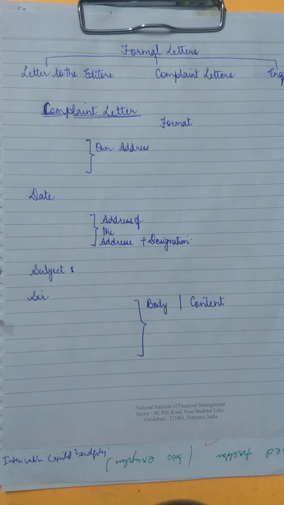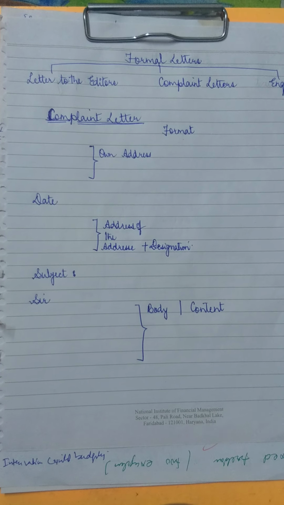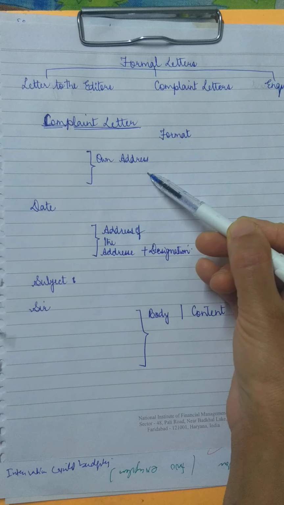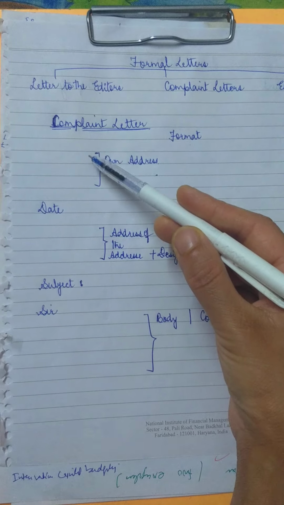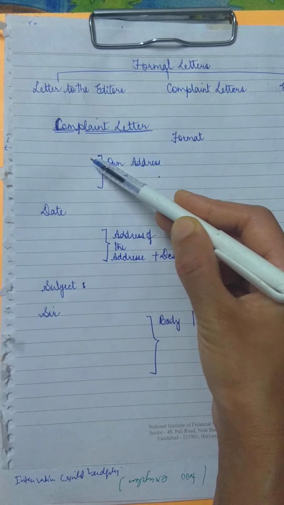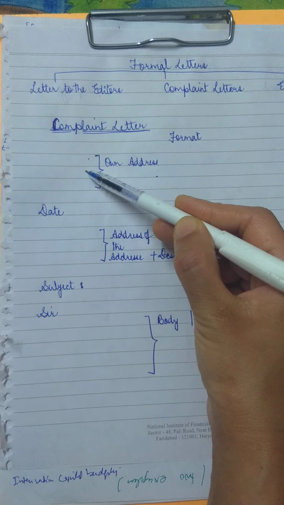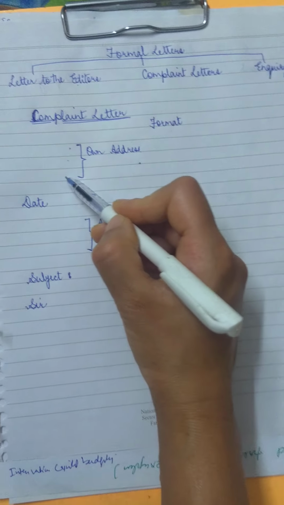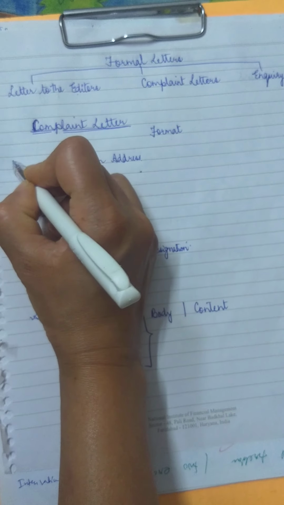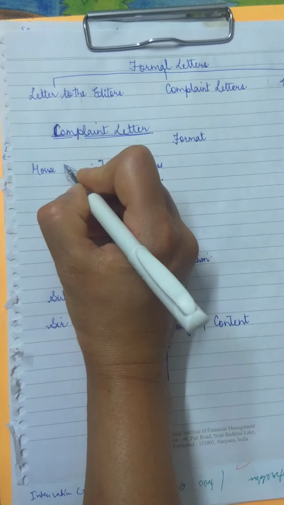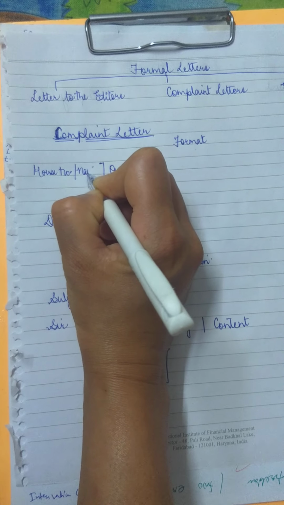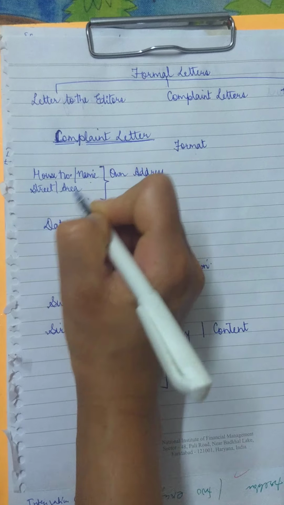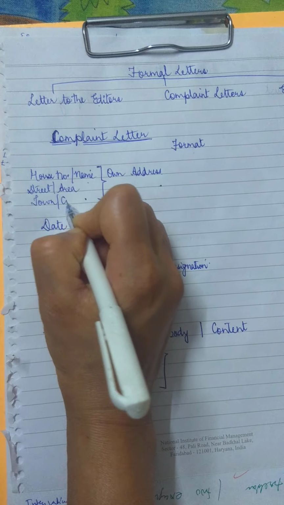Now the format is very, very simple. It's almost the same as the others. You begin with your own address, writing your own address here in 3 lines, wherein you write down your house number or name, you write down the name of the street or the area, and then finally you write down the name of the city or the town. So this is the house number or name. Then you write down the street or the area, and then it is the town or the city.